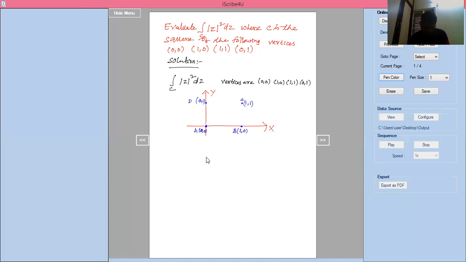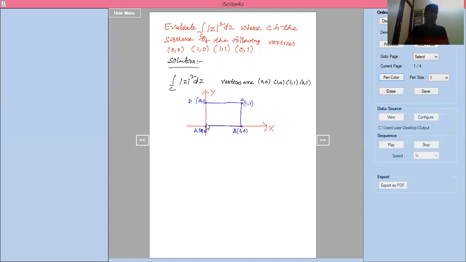Now if you join these, you will get one type of square. Here it's looking like a rectangle, but you will get a square. It's a square because the length is 1 unit and the breadth is also 1 unit. The distance between this is nothing but 1 unit, this is also 1 unit, this is also 1 unit, this is also 1 unit. So we'll get a square-shaped curve.